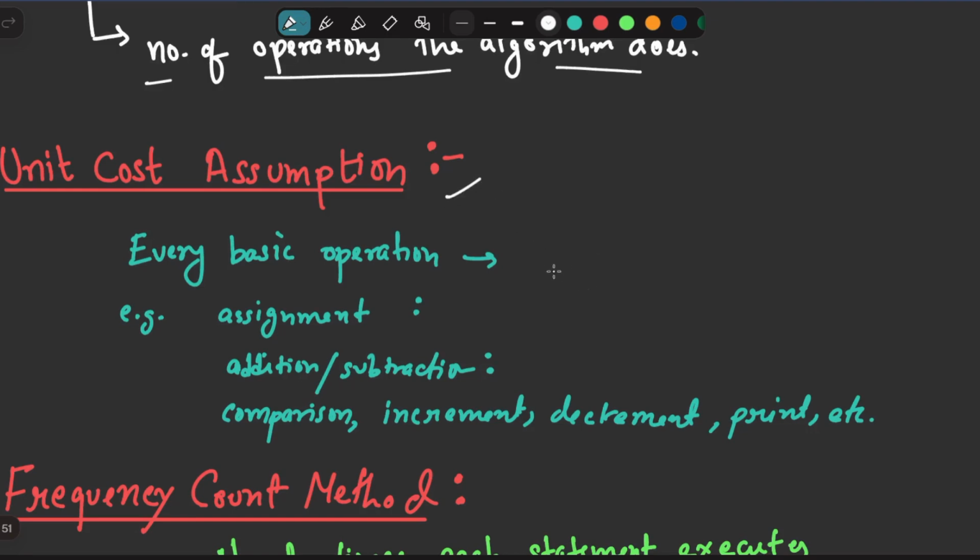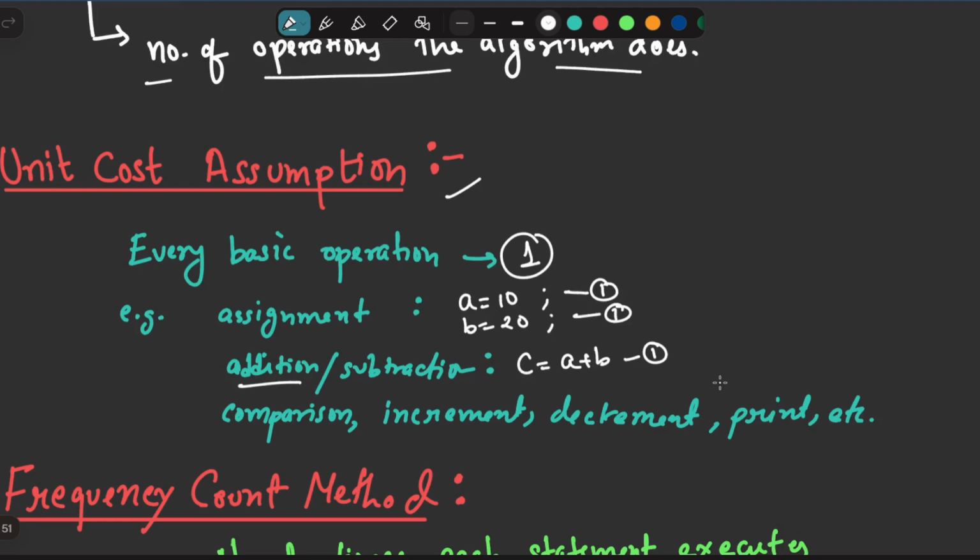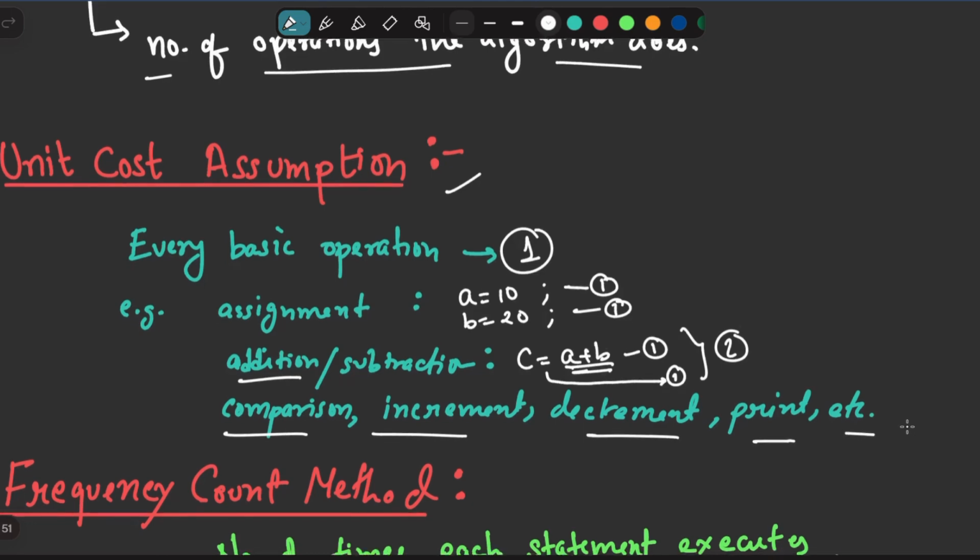So the next topic is the unit cost assumption. It is one of the easiest topics. Here it is said that every basic operation takes 1 unit of time. For example, we are assigning a equal to 10 and b equal to 20. Each takes 1 unit of time. And if we are adding a and b, then it is also taking 1 unit of time, since addition takes 1 unit of time, and this assignment takes 1 unit of time, so total 2 units of time. Similarly, comparison, increment, decrement, print, etc. all take 1 unit of time.